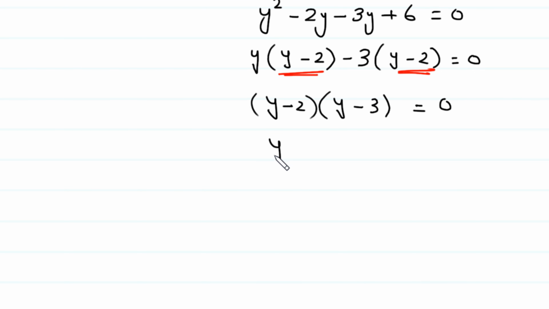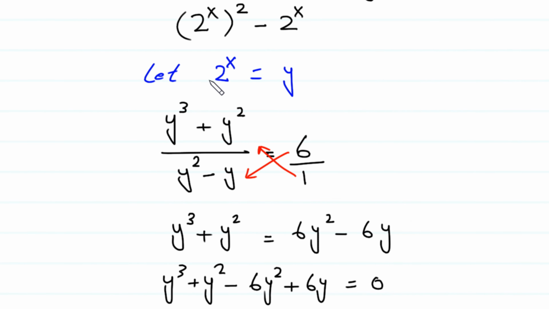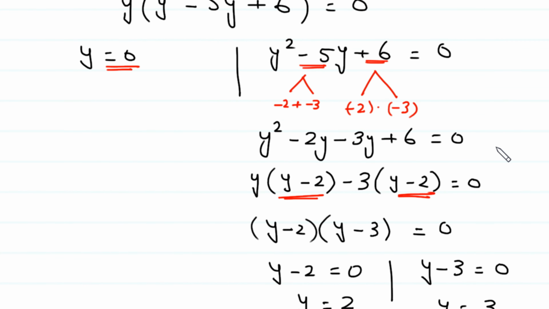Now either y minus 2 is equal to 0 or y minus 3 is equal to 0. From here y is equal to 2 and from here y is equal to 3. So these are the two values of y. Now recall that we have supposed 2 to the power x is equal to y.